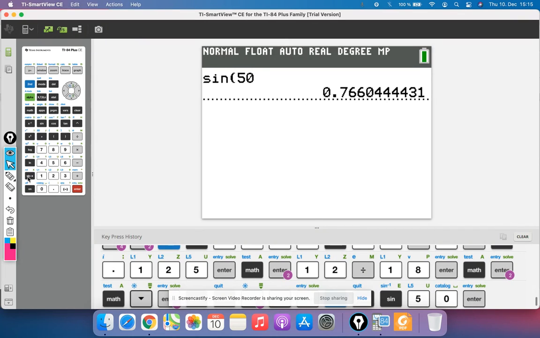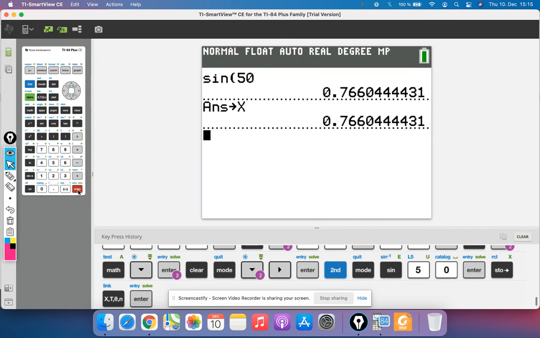So I would click on this STO with the arrow button, and now that's asking me to store my answer as a variable. And so the easiest one to do is x. So now every time I click on x, again, it will be that whole number.